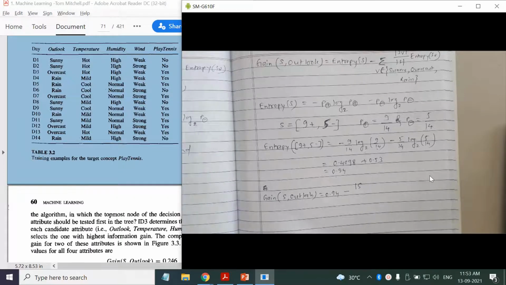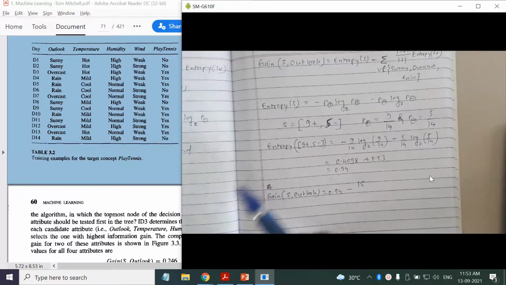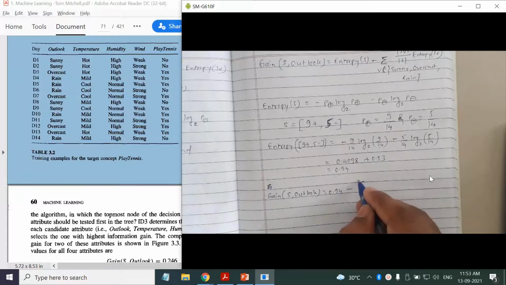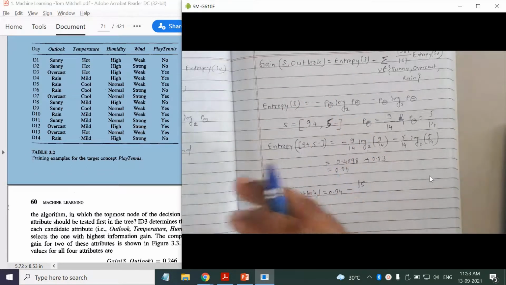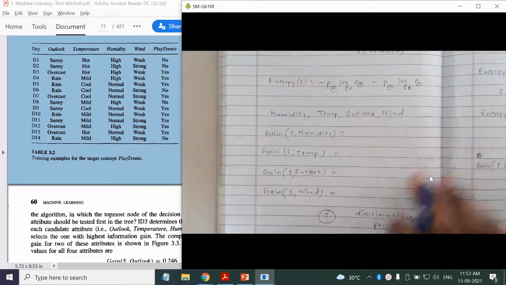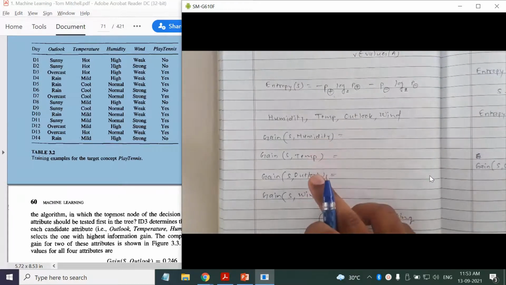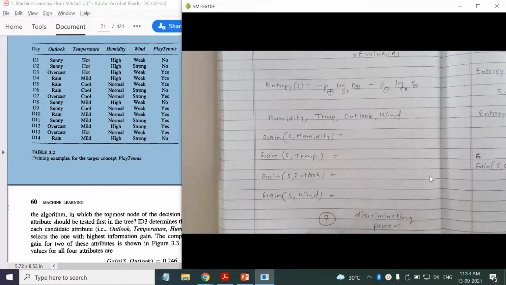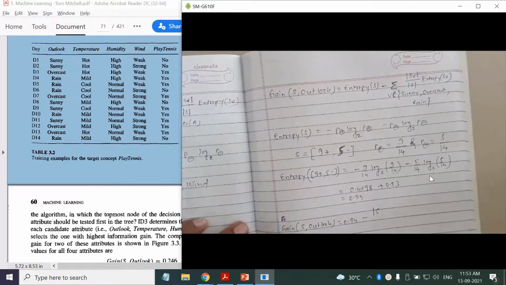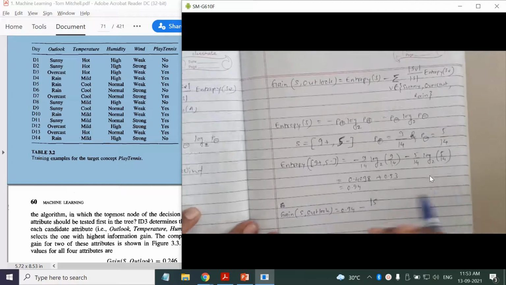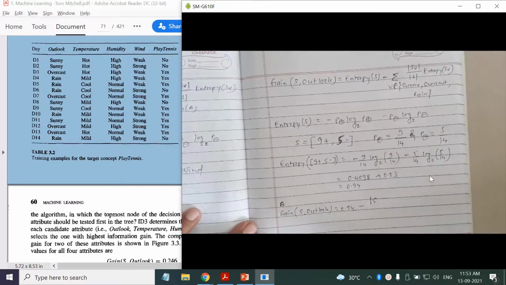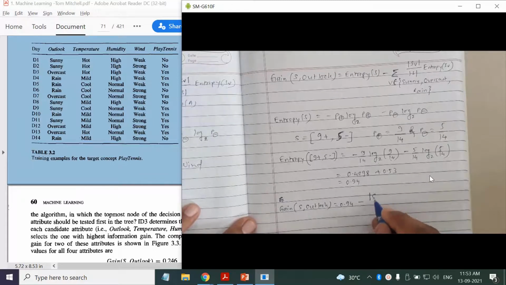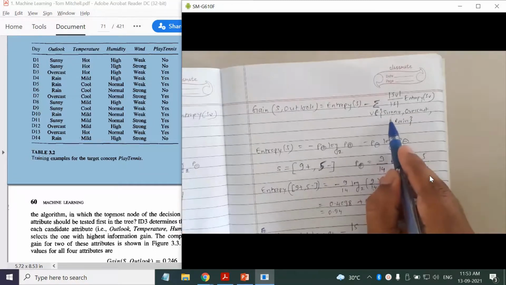Okay, then you will start getting the concept. Once we finish the outlook, we will be calculating the same thing for the humidity, temperature and the wind. So you will understand the process, and once you follow the steps, the calculation will be faster.